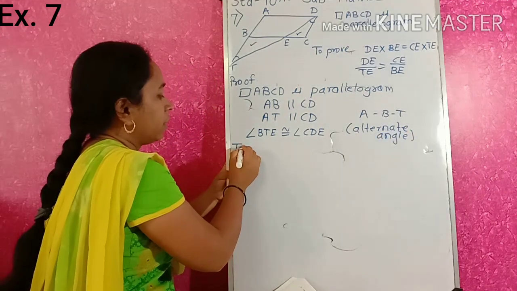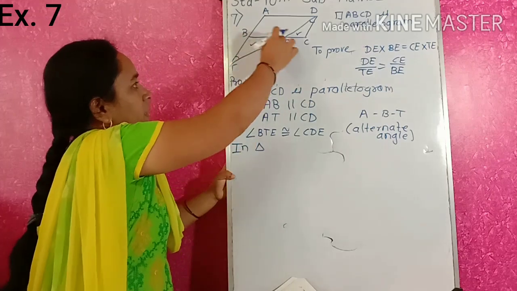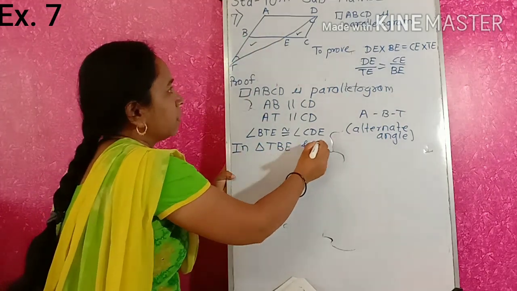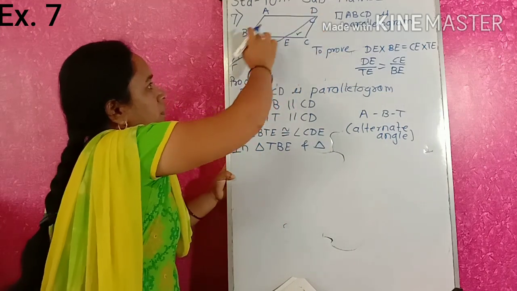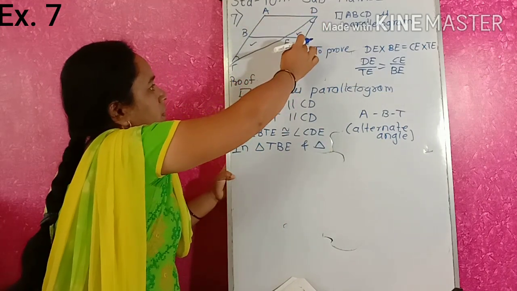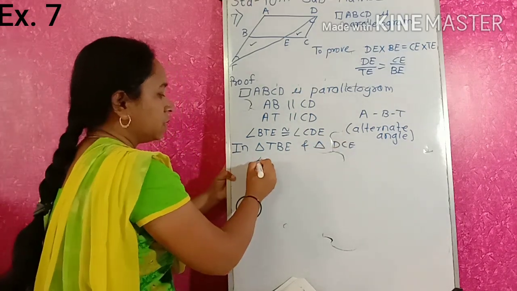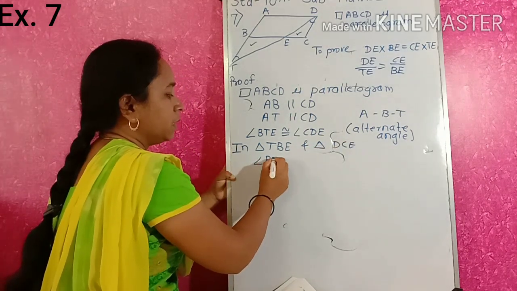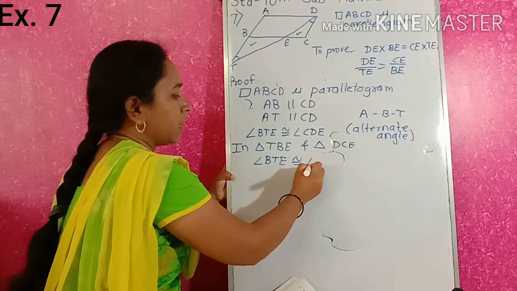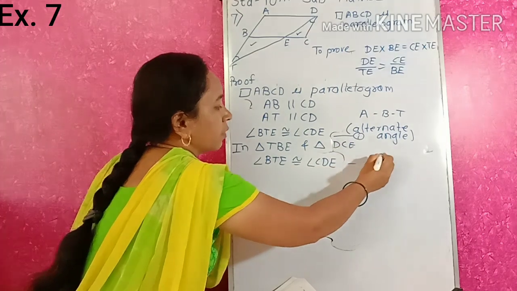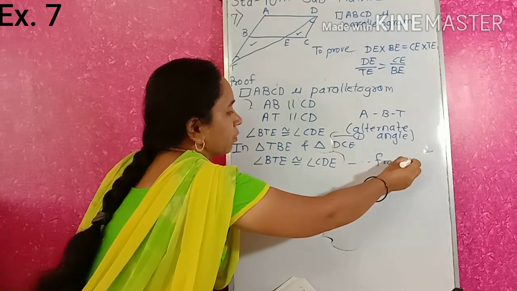So in triangle TBE and triangle DCE, angle BTE is congruent with angle CDE. I have proved it. This is 1. So here I can write from 1.